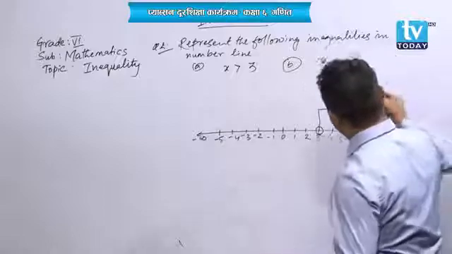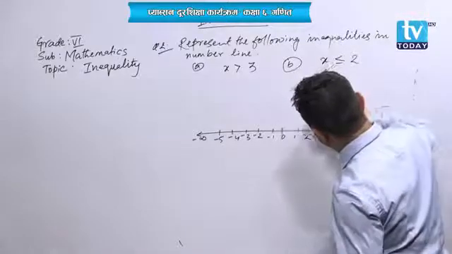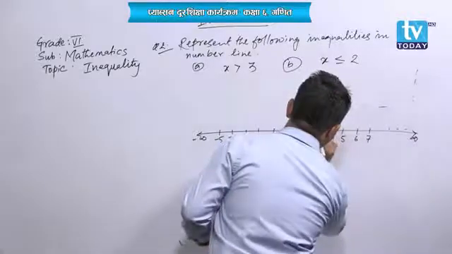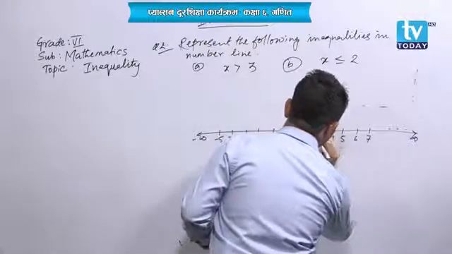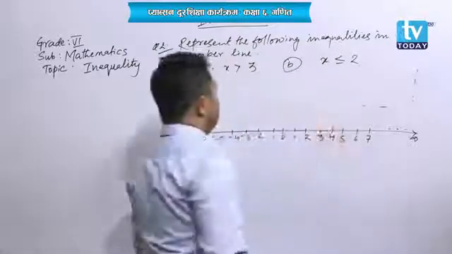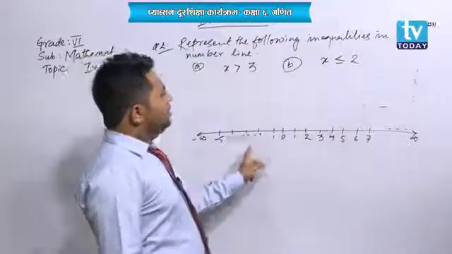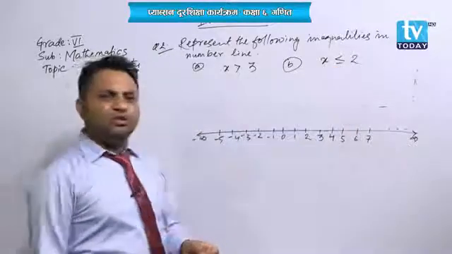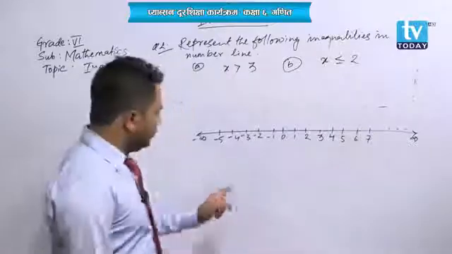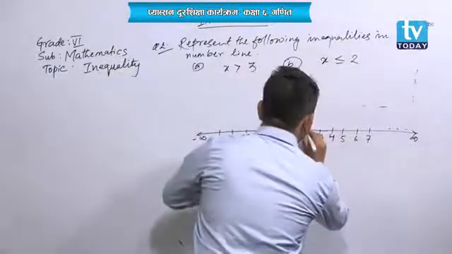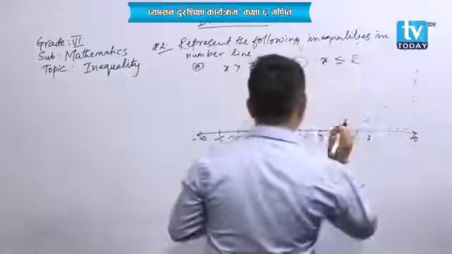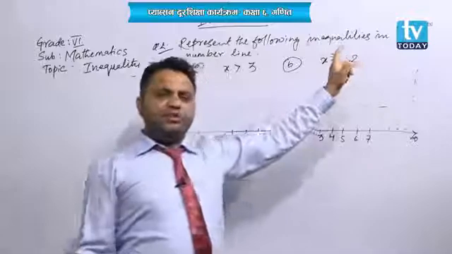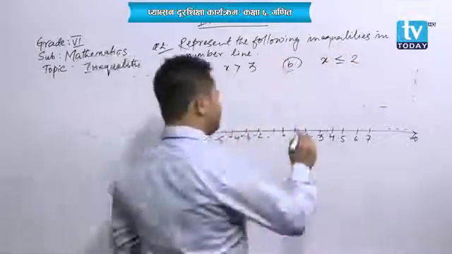Now let me do another question. Here it is, question number B. The value of x is less than or equal to 2. Now please check here. Here is 2, but there is the symbol less than or equal to. So in this case 2 is also included, so you have to represent it by a dark circle.